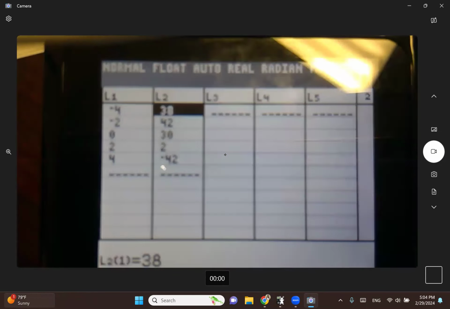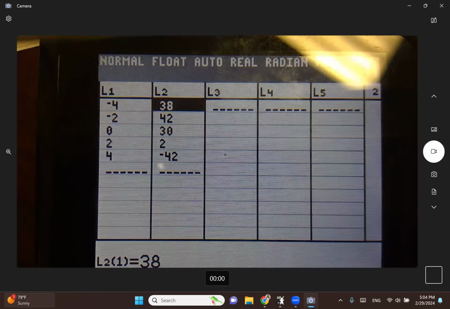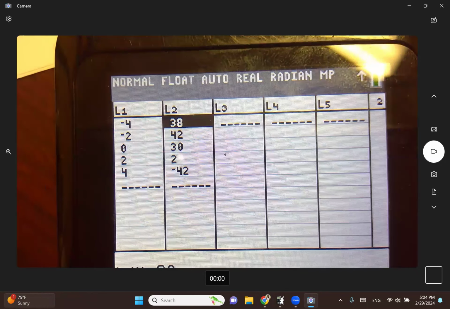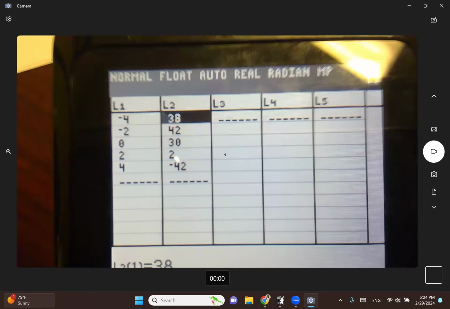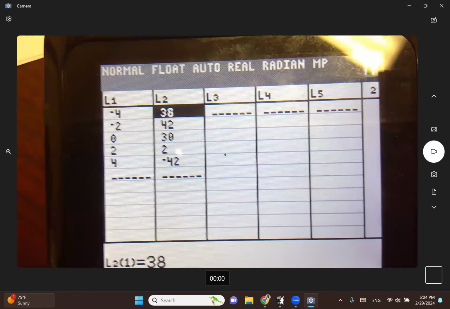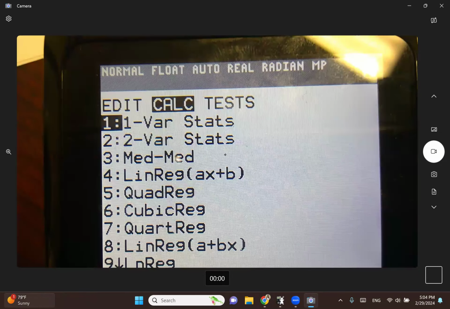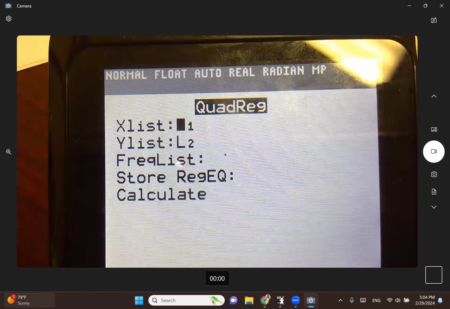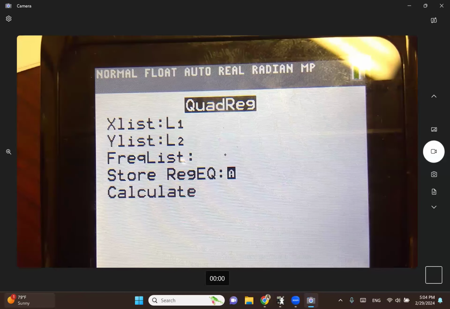So, here we go. Go to stat edit. Second quit. Stat edit's the first option. Put your points in. Then you go to stat calculate, number 5. Don't forget in this screen, you want to go to store, press alpha, trace.